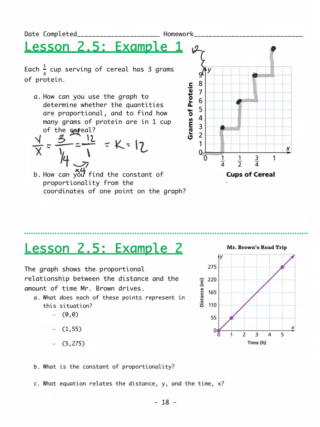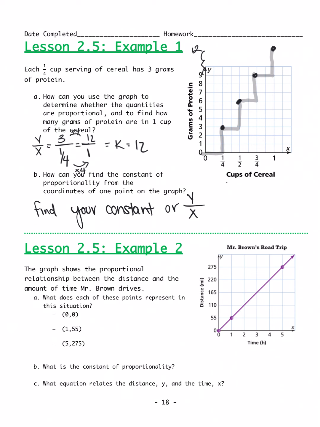So how can you find the proportionality from the coordinates of 1 point on the graph? Just like we did above, you can always take your y and divide it by your x. So you find your constant, or your y over x.